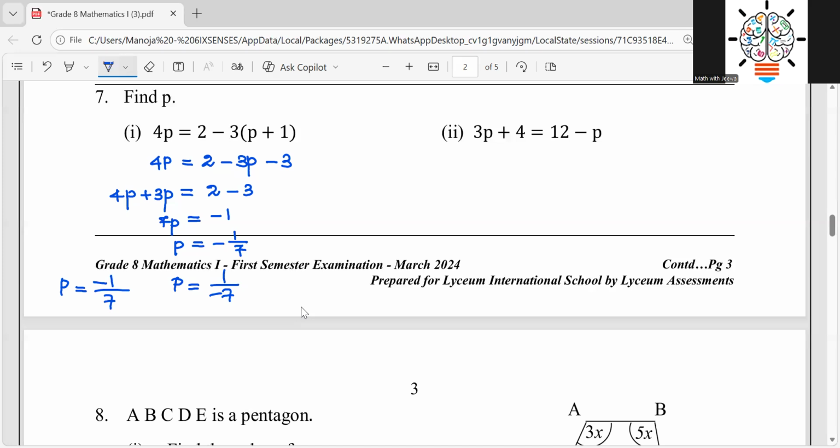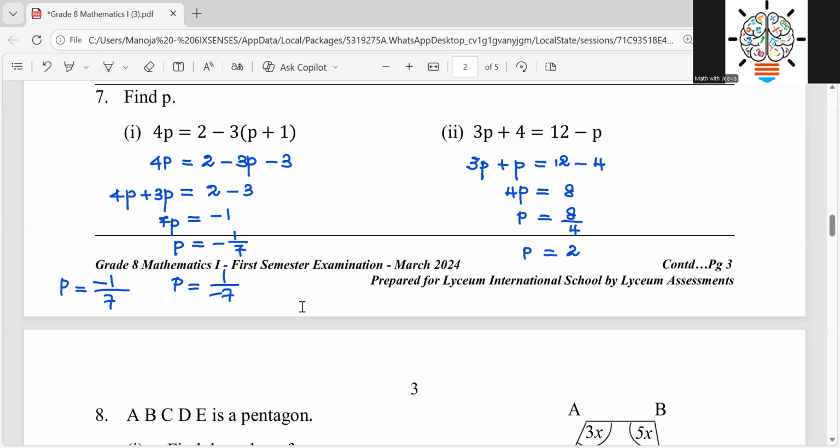Then the next one, I can bring the negative p to this side as positive p, and I can bring that 12 to the other side as negative 12. 3p plus p, it is 4p, and 12 minus 4, it is 8, and p is equal to 8 divided by 4, and p is equal to 2, right? P is equal to 2, right? We are done with that.